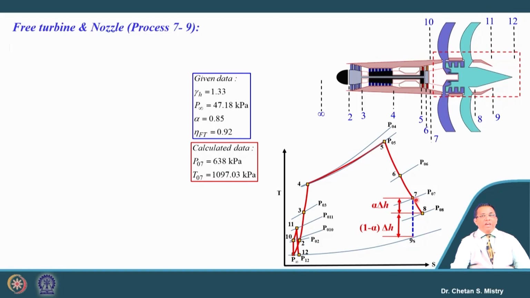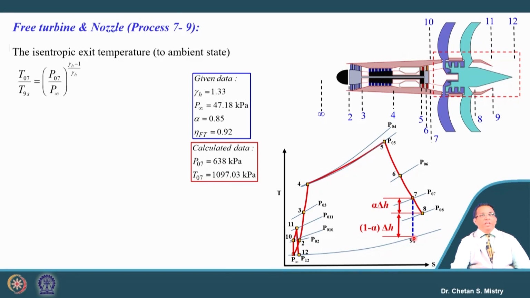We are assuming the process happening in the free turbine and nozzle is an isentropic process. So, let us analyze that part. In this case, the temperature at the exit, that is T09s, can be calculated based on our isentropic correlation. This isentropic temperature is coming to be 574.36 Kelvin. This will be the static temperature at the exit of the combined turbine as well as the nozzle.